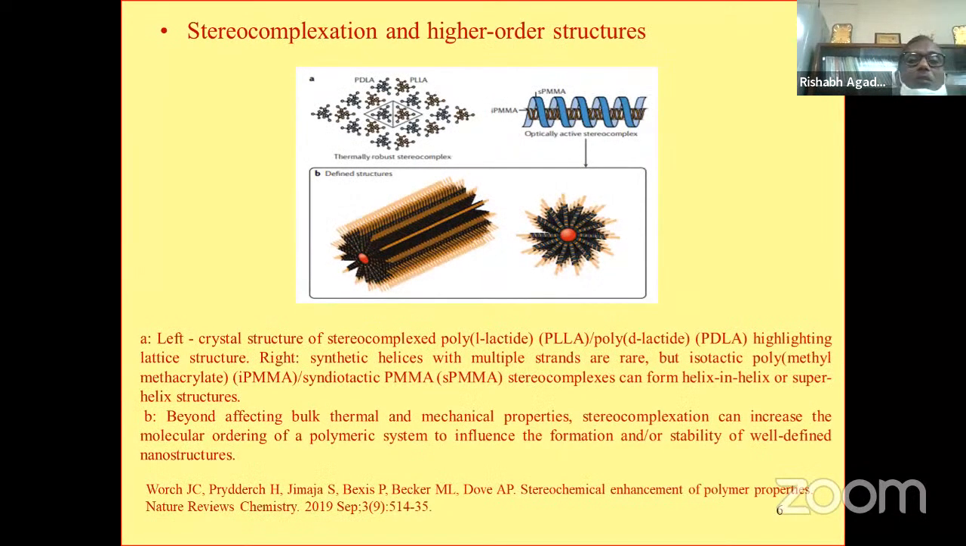Now here at that particular point, here how that is regulated, we can have the stereocomplexation of the certain crystals. Here the A part, that is the crystal structure of stereocomplex polylactide, and that is of your lactide structure, synthetic helical with multiple strands, that are rare. And the B part, that is beyond affecting bulk thermal and mechanical properties, stereocomplexation can increase the molecular ordering of polymeric system to influence the formation and or stability of well-defined nanostructure. So in nanochemistry also, this will be playing a vital role.